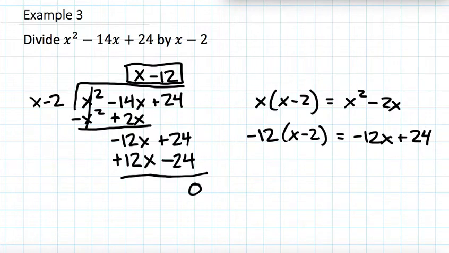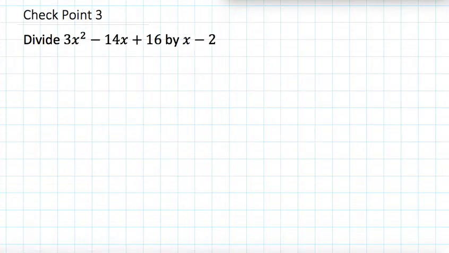So what you should do next is checkpoint problem number 3. Give this problem a try. This is a little bit different because it's 3x squared instead of just x squared. So what do you multiply by x to get 3x squared? You need to multiply by 3x. So do this problem in your notes, check your answer, and then move on with the rest of the video.